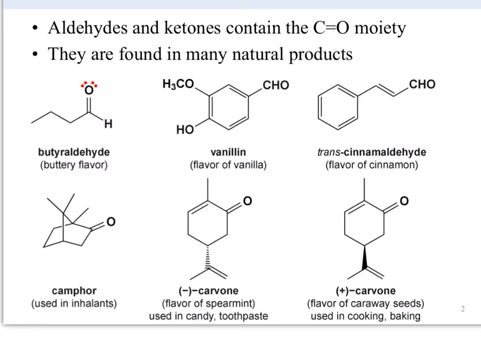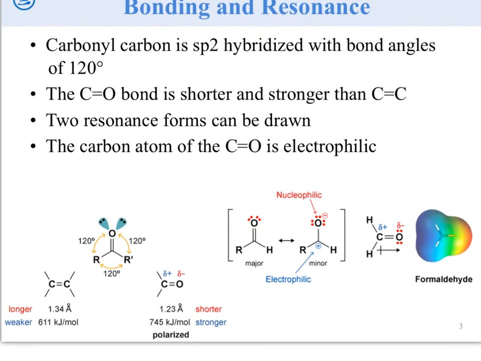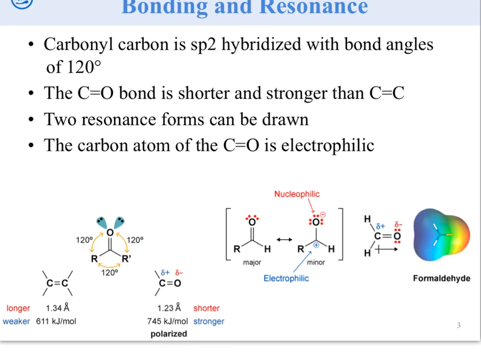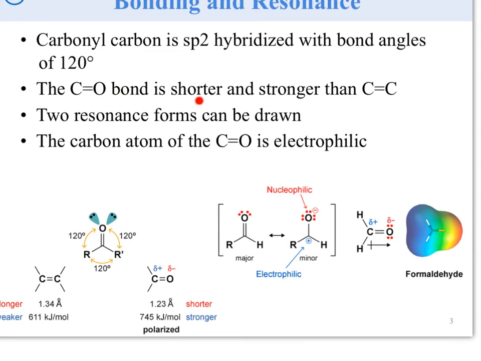Ketones and aldehydes, just to remind ourselves of some of this basic stuff. The carbon of the carbonyl group is sp2 hybridized, meaning it has a pi bond. It has a p orbital, so it has a pi bond, so it must have a p orbital. Bond angles are 120, of course. The C=O pi bond is shorter and stronger than a C=C bond, so it's a shorter bond.